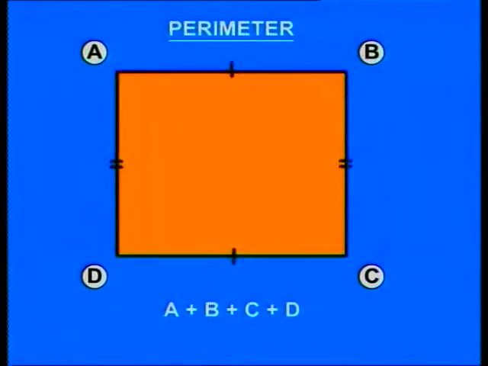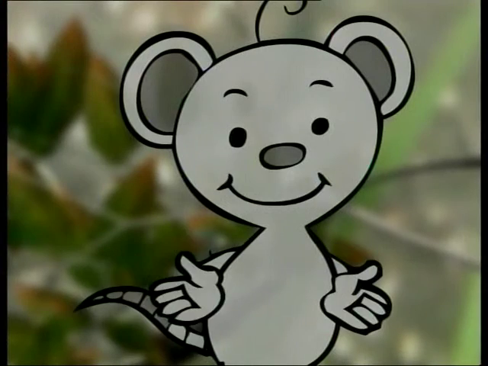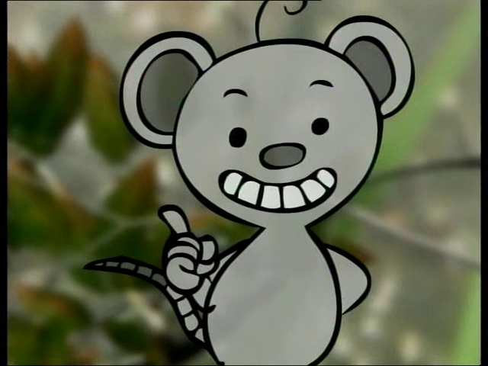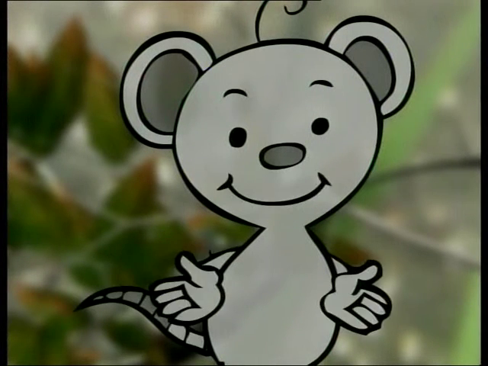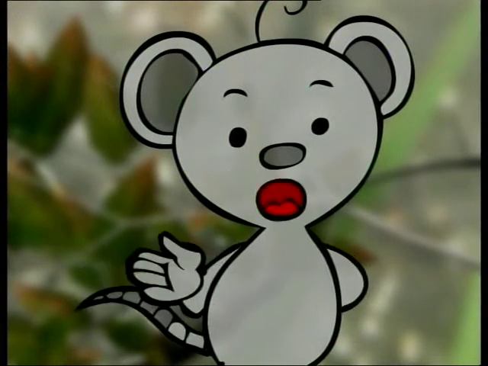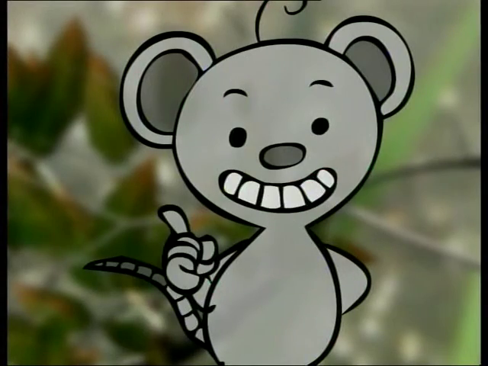First, we have to identify the sides of the shape. Then, total all the numbers. The perimeter of a shape is the total of the lengths of its sides. Good.